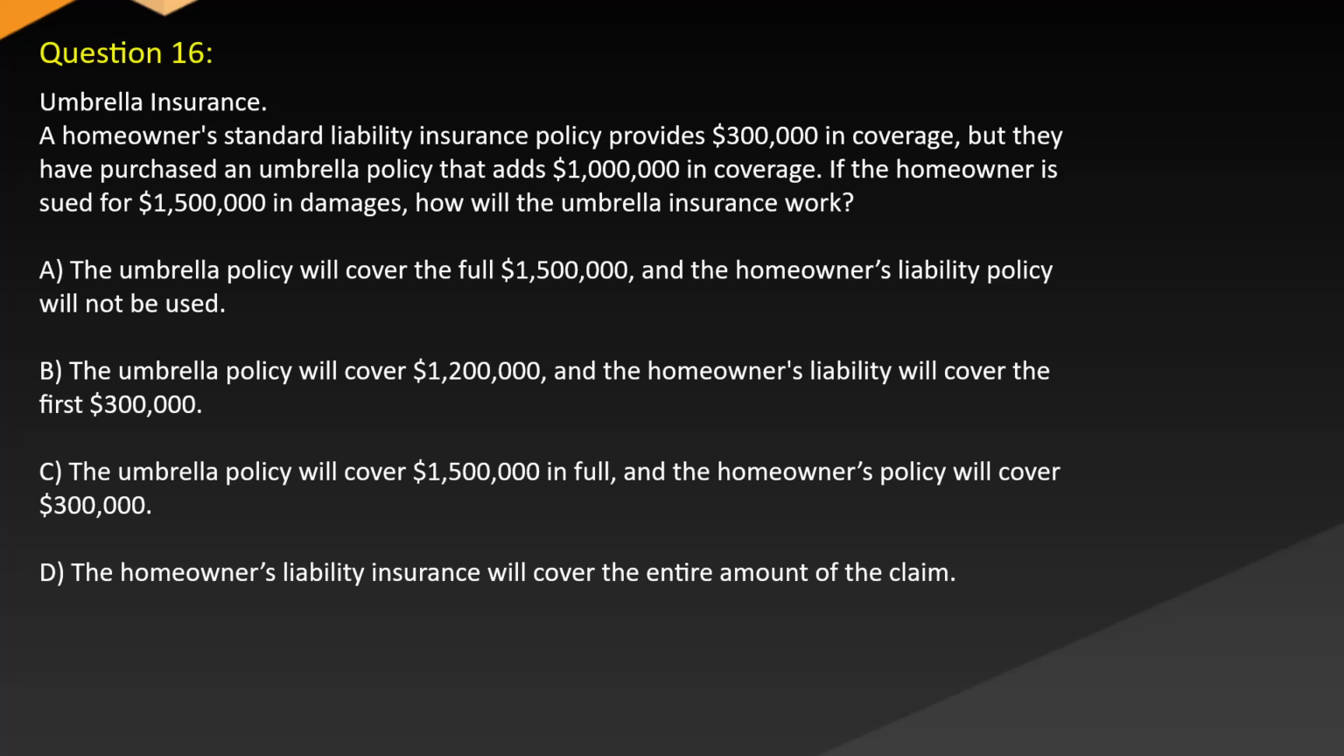B. The umbrella policy will cover $1,200,000 and the homeowner's liability will cover the first $300,000. C. The umbrella policy will cover $1,500,000 in full and the homeowner's policy will cover $300,000. D. The homeowner's liability insurance will cover the entire amount of the claim.